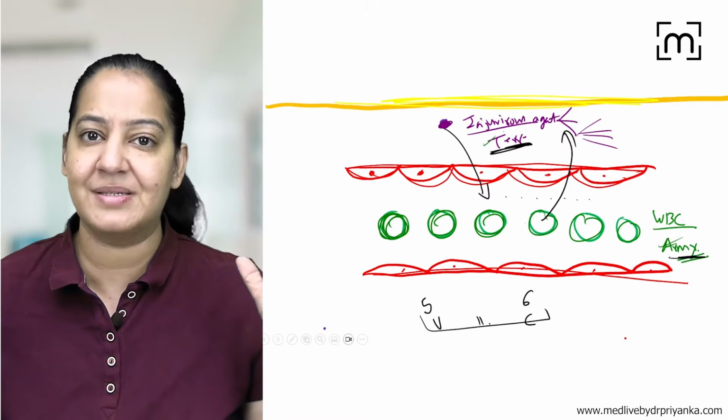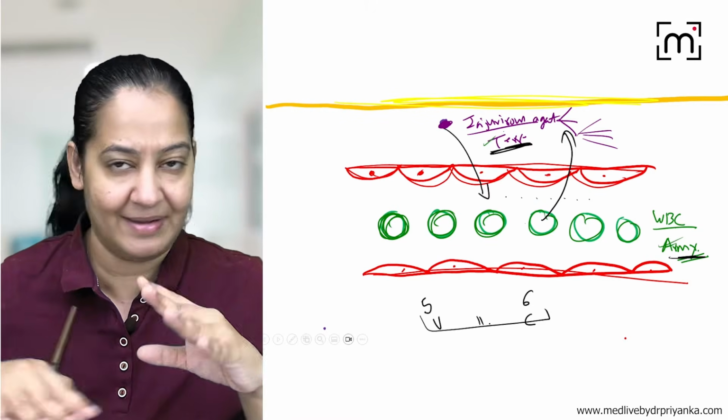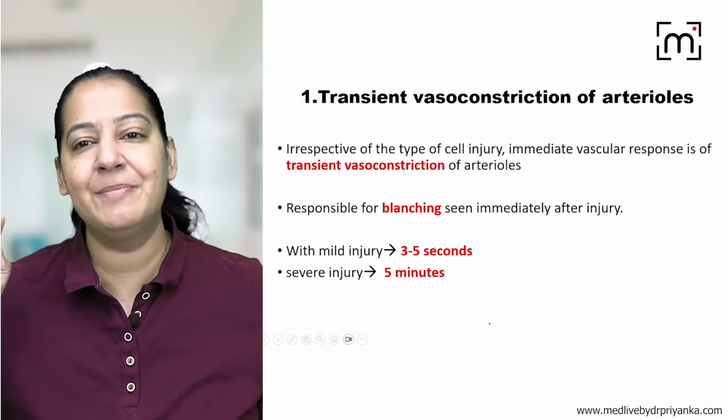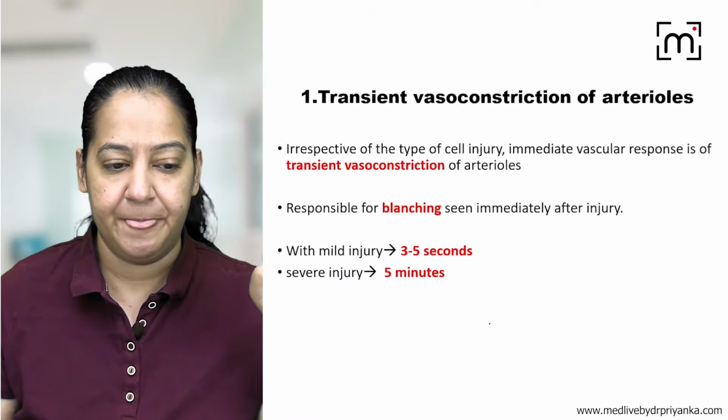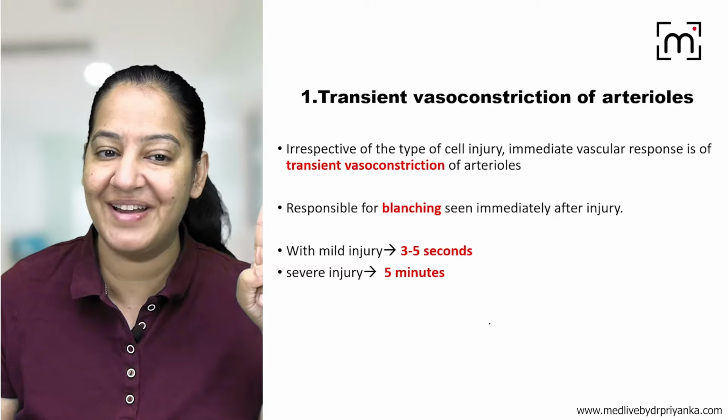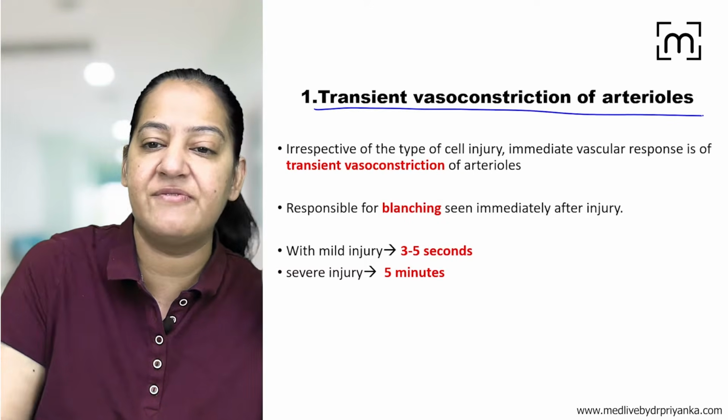Okay, so that is the event. I hope you got this master diagram. I hope you got the purpose and the story I am framing. So I will be discussing the 5 vascular events one by one. Let's start the first event. Can I start the first event? What is the first event? The first event is the transient vasoconstriction.